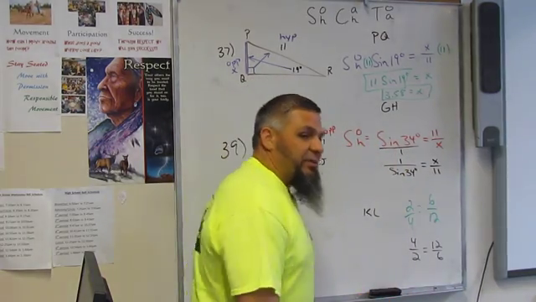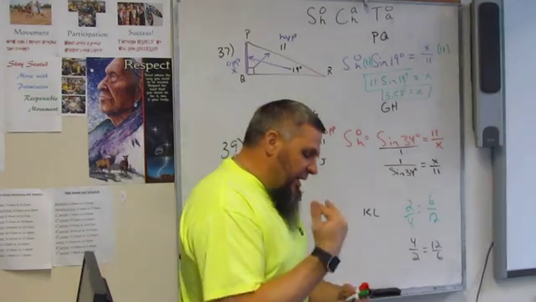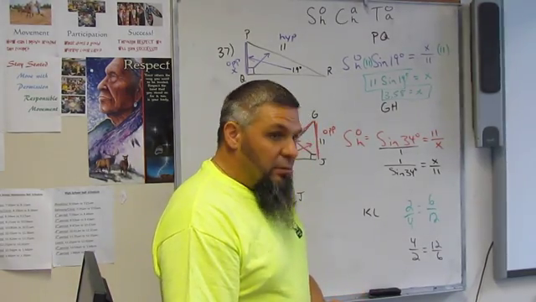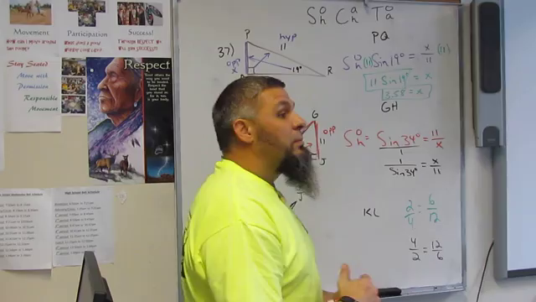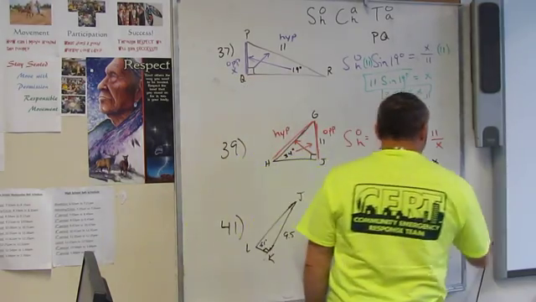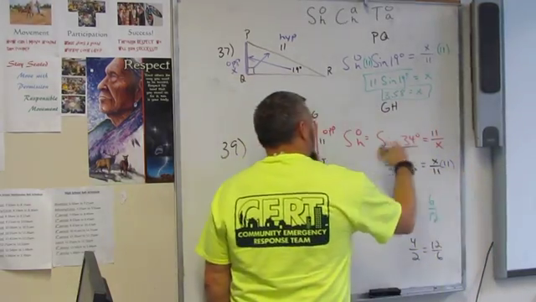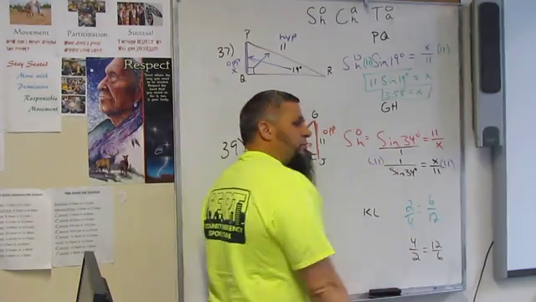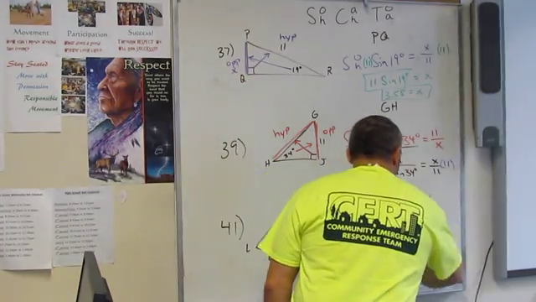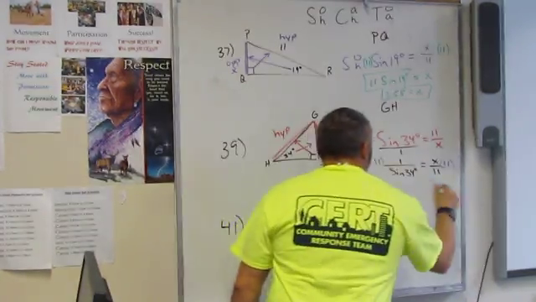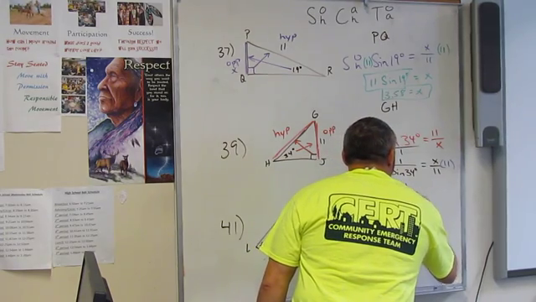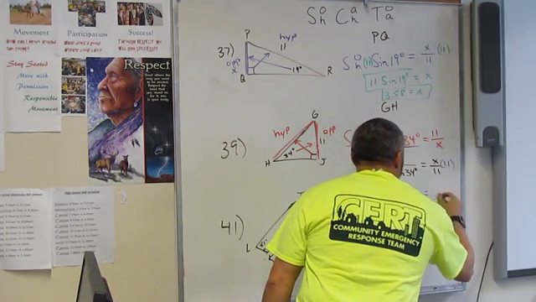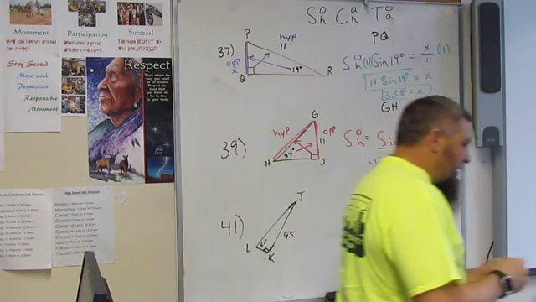Now, how do I get rid of the 11? How do I get x by itself? Multiply. What I do to one side, do to the other. Now we've got 11 divided by sine 34 is equal to x. And I just plug that in my calculator.